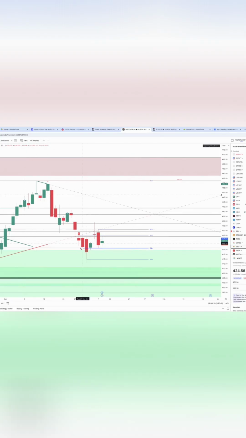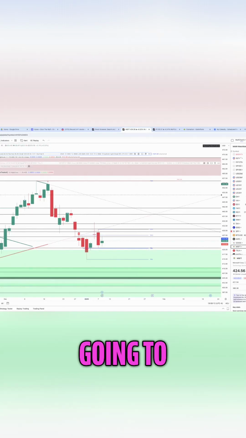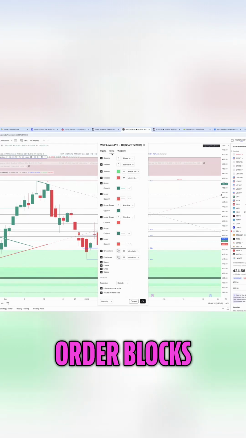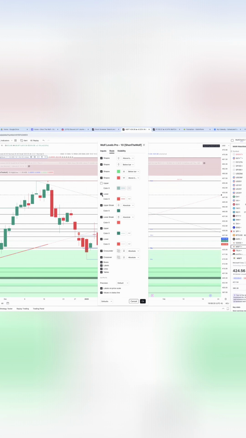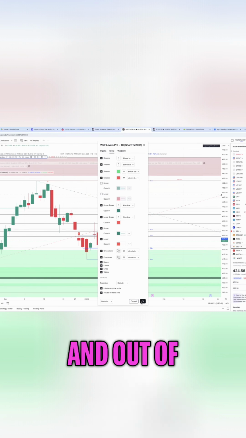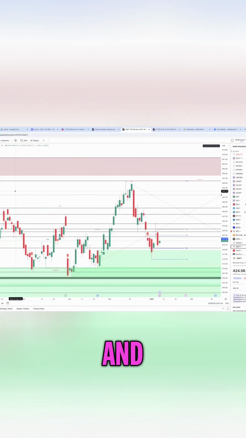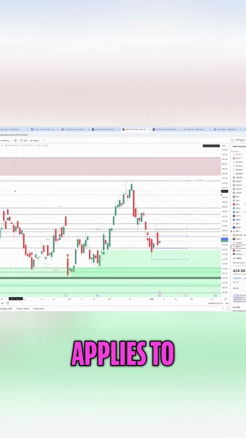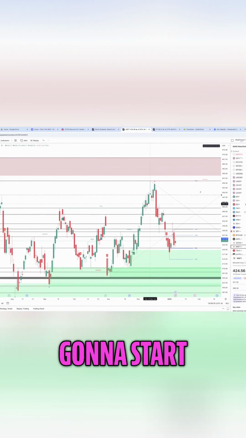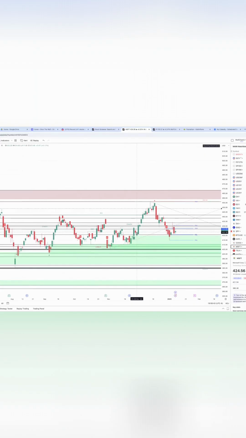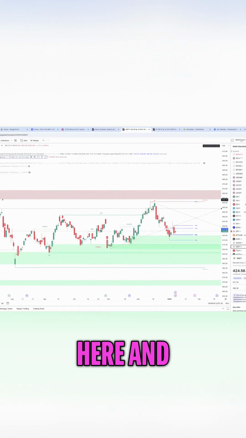All right. The first thing we're going to focus on is these institutional order blocks and how we use these to get in and out of trades. We're looking at Microsoft right now on a daily time frame, and everything I'm telling you applies to every time frame. It doesn't matter what time frame we're on. We're just going to start with the daily time frame. If we look at the Microsoft chart, we have these buy zones on here, and we have these sell zones.